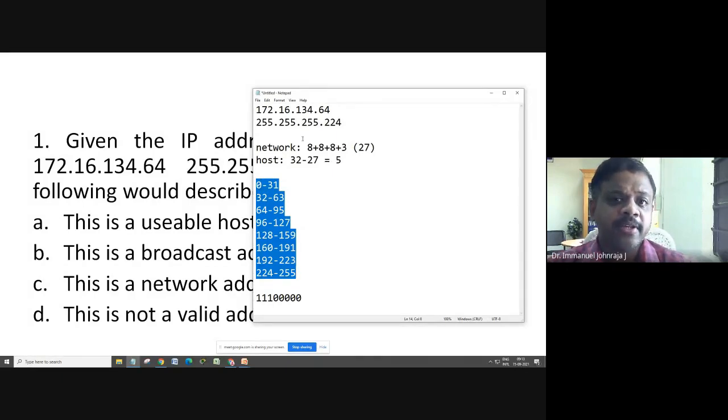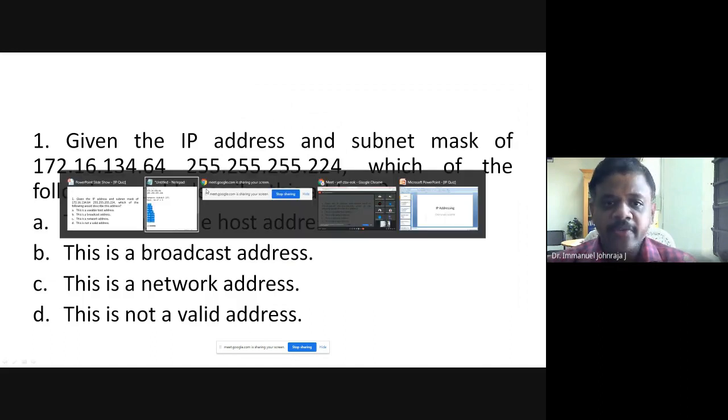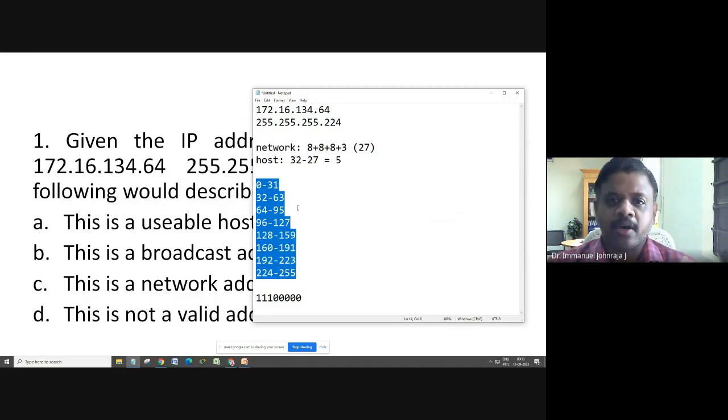Now your logic is very simple. You will go back to the question. It says 172.16.134.64. What is it if this is the mask? What we have done so far, if this is the mask, we have identified this is going to be the last octet values of different ranges.